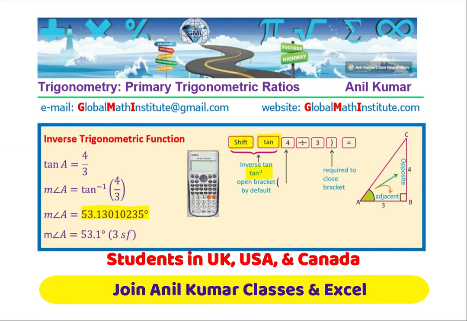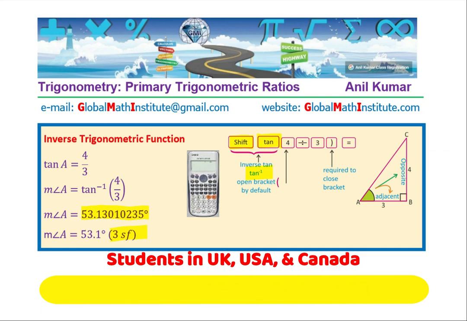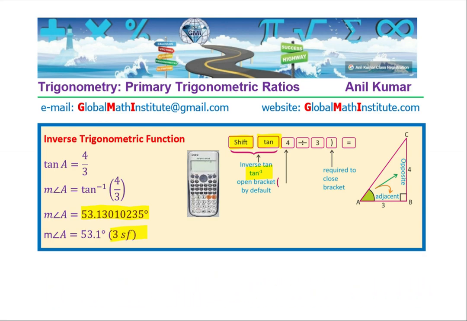53.13010235. Now, many times we round it to 3 significant figures, but depending on the question and requirement, it could be 1 decimal place, 2 decimal places, or a whole number. Perfect. So accordingly, you can find the measurement of the angle. In this particular case, we just figured out that the angle A is 53.1 degrees. Makes sense? I hope you have understood how we use the calculator to find this inverse. So press the combination of shift and tan to get tan inverse. Perfect.